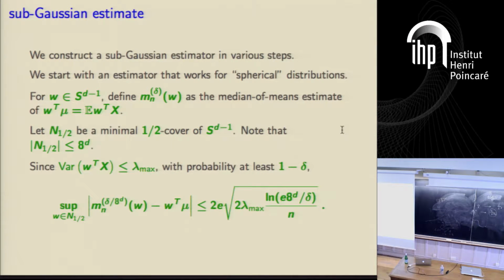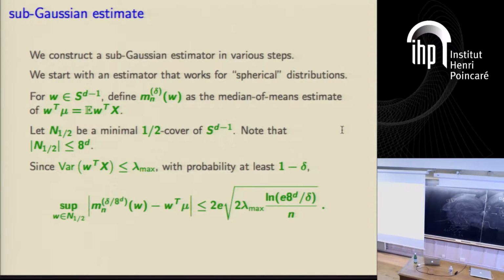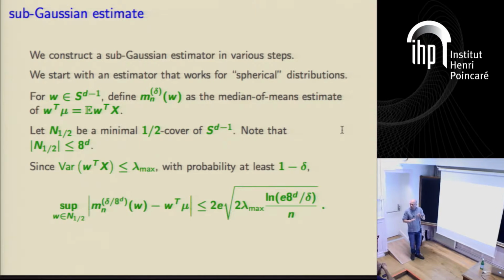And first, we will construct an estimator that works when the distribution is spherical. What does spherical mean? Spherical means that the trace is about d times the largest eigenvalue. Okay? So if all eigenvalues are about the same order, that's what we will consider. I will make this definition more precise.